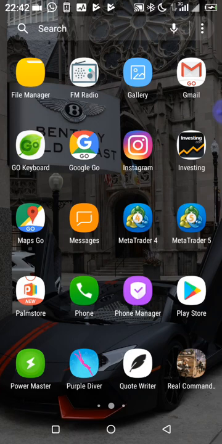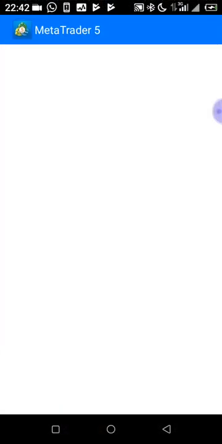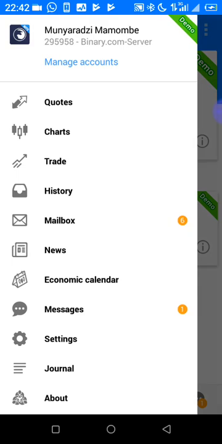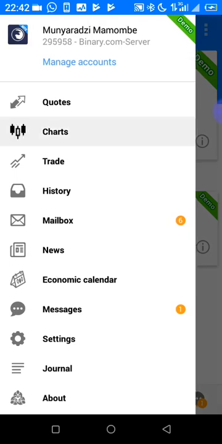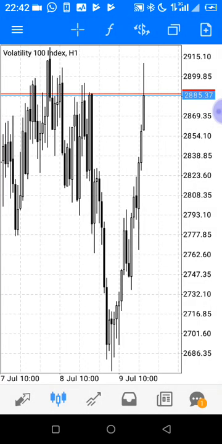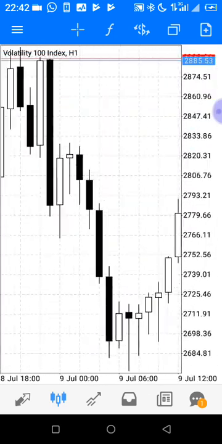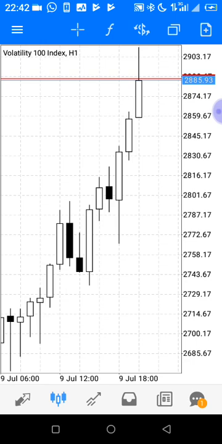So I'm going to go straight to my MetaTrader 5. I've already created a demo account which I'm going to use for practice sake. So I'm going straight to my charts. There's no indicator here and there's nothing. This is just candlesticks.